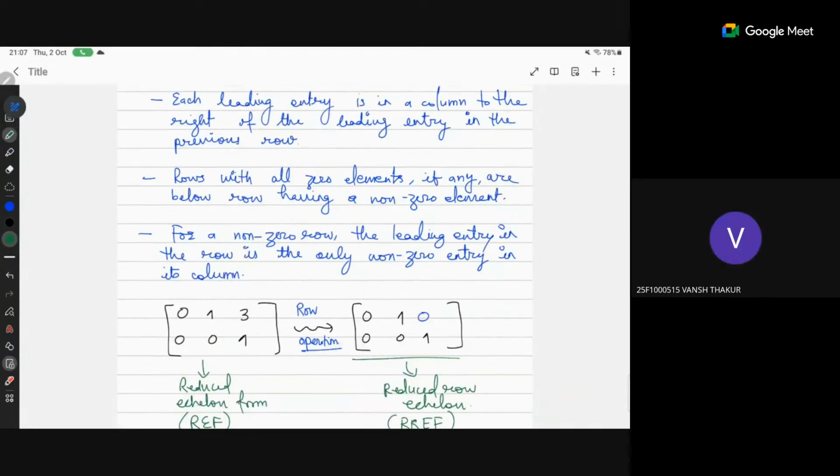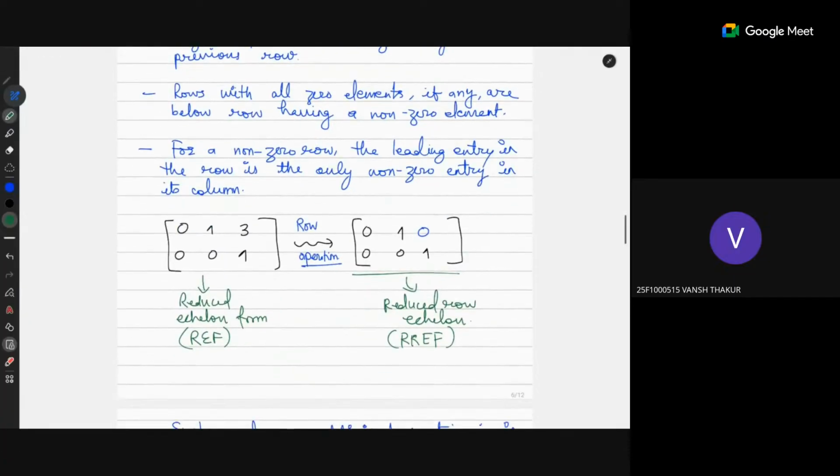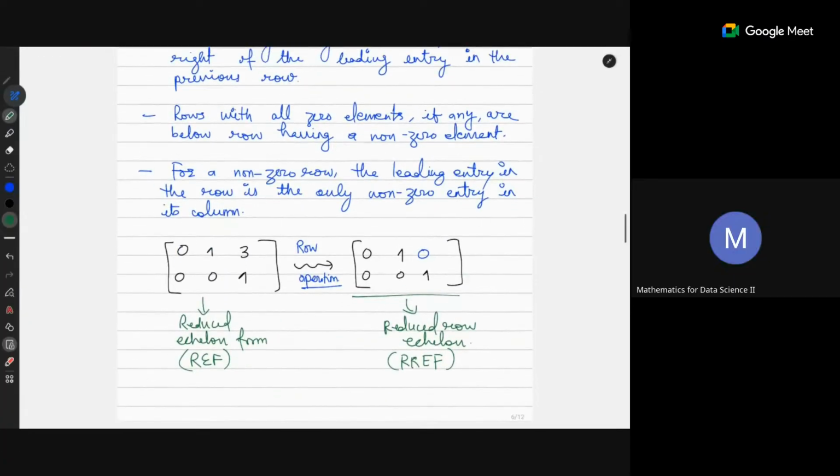Sir, are both the forms only for rectangular matrices? No, M and N can be anything. It is independent of M and N. They need not be rectangular. They can be square. They can be equal. Right. Okay.